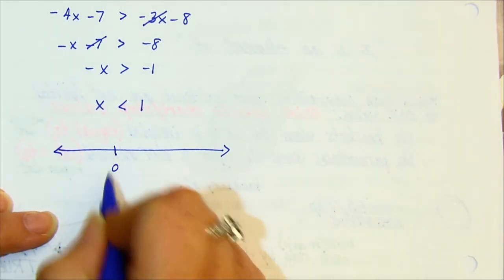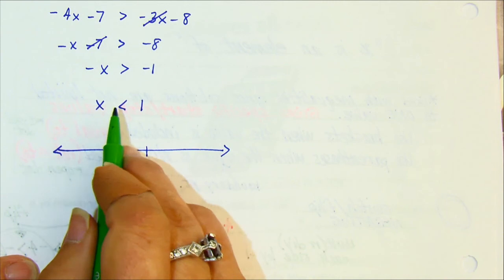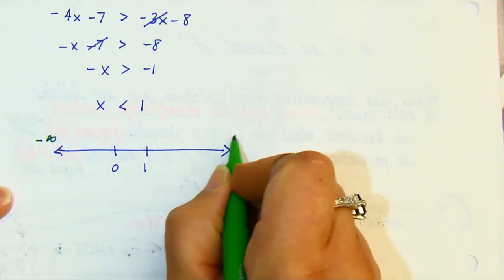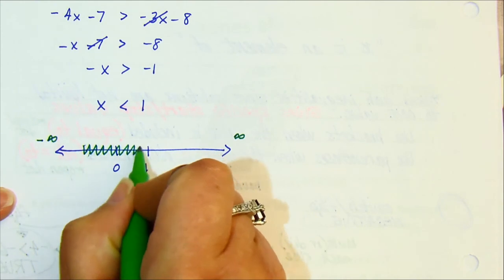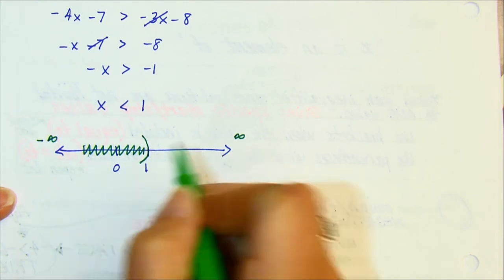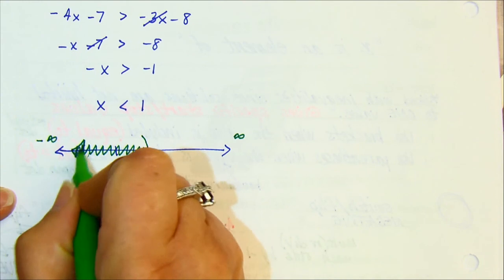Here's 0. Here's 1. Positive 1 would be to the right of 0. And I'm going to use a parenthesis, but this time I want values less than 1. Folks, that's on the negative infinity side. Okay? So I'm coming back this way, parenthesis on 1, because 1's not included, and I'm going to give my thick shading arrow. And now how do I write my interval?